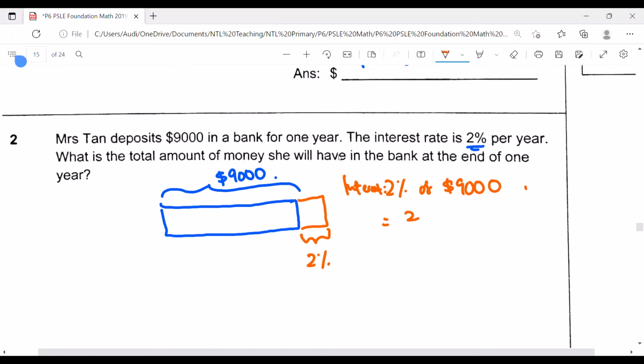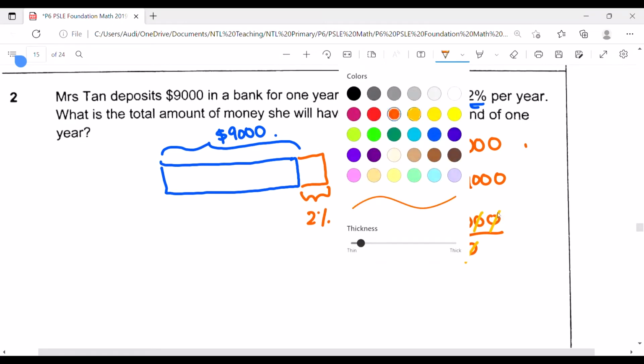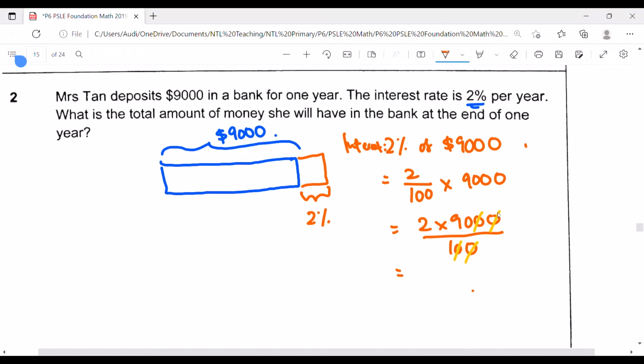So 2%, percent means over 100. Of means times 9,000. Now before we multiply it out, we will try to simplify this, okay? So you see 1 0 at the bottom cancels 1 0 at the top, another 0 at the bottom cancels another 0 at the top. Now we are left with 2 times 90. Just use your calculator, 2 times 90, and you get $180.